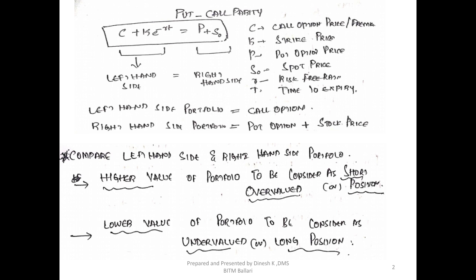Fine. So when I take any action on the right hand side, I need to take two actions, either long or short. I need to take long on put and long on equity. That is for the right hand side. If I take a short position on my right hand portfolio, then I have to take a short position on put and short sell the equity. Similarly, if I want to take a long position on my left hand side portfolio, I need to take a long on a call. If I want to take a short position on my left hand side portfolio, then I need to take a short on a call. Okay, this is how the put call parity works.